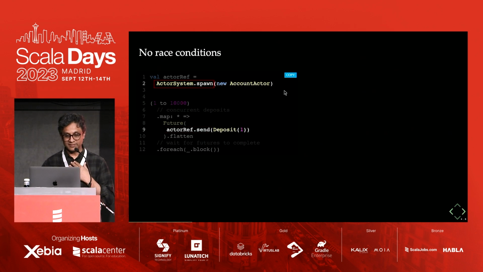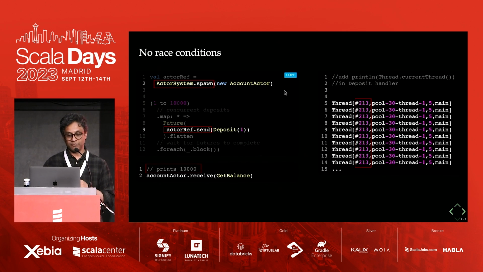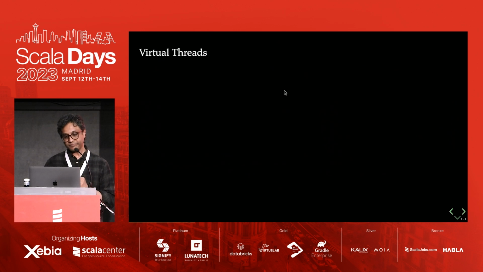And then if you use the ActorRef.send and repeat the same code, then you see that all the execution is happening on the single thread for all the 10,000 entries. And if you make the same call, then you won't have any lost updates. So race conditions are removed. So that is the one part of the implementation.